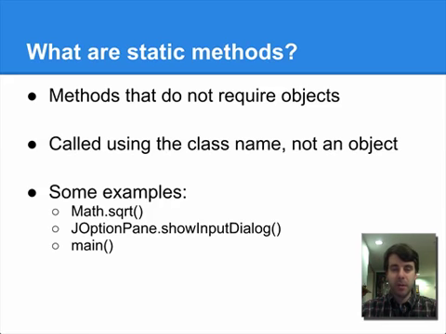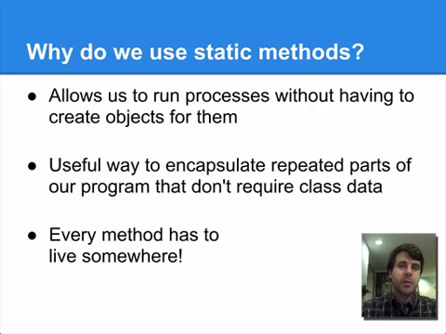And your book talks about why this is, and it kind of makes sense if you think about it. The main method gets called when your program first starts running, and so you couldn't possibly call it from an individual object because there aren't any objects created at that point. You have to create those objects inside of the main method, and so that's why main has to be a static method. So why would you want to use static methods?